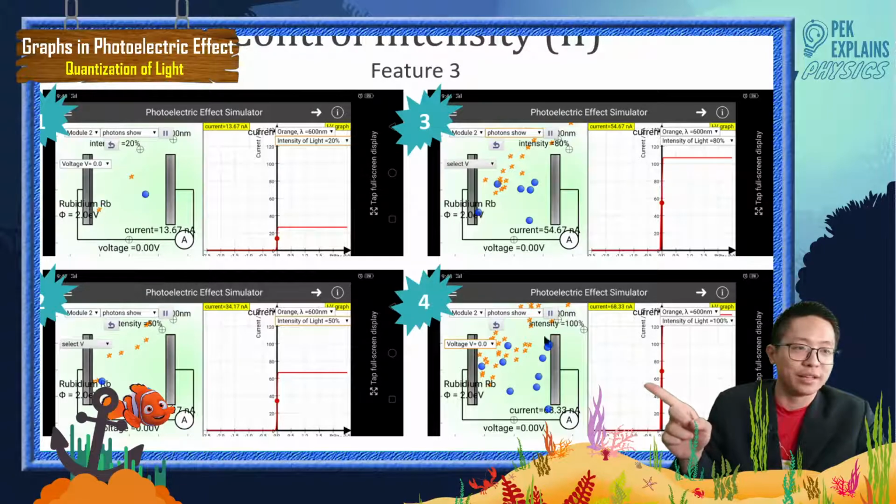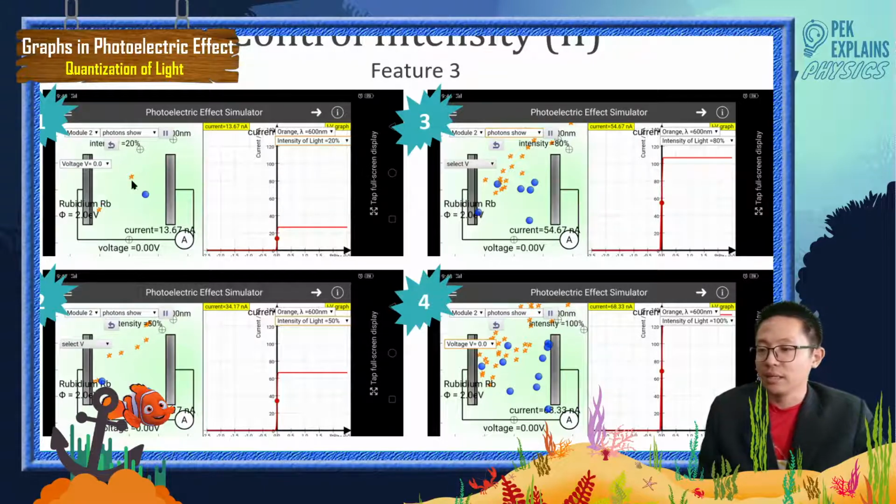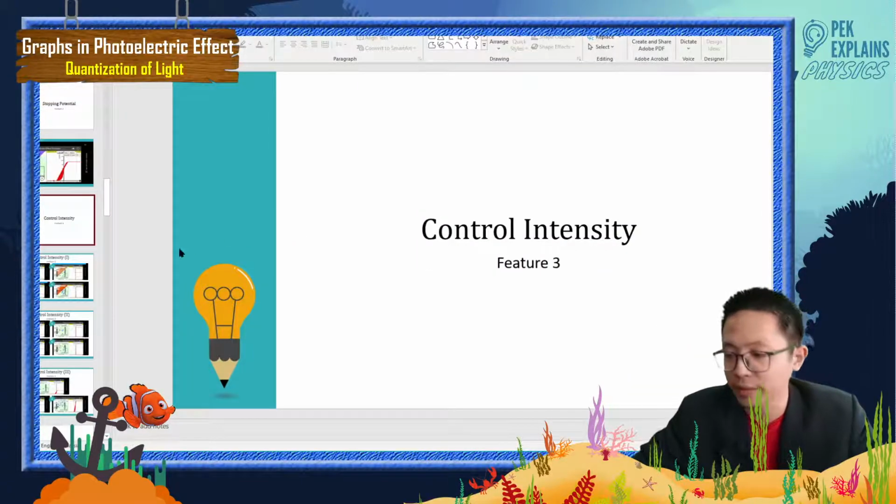So many photons. That one, less photons. The 100% intensity, even more photons. Wow, there are so many photons. For the 20% intensity, only have 2. For 100% intensity, how many photons do you have? You count by yourself. So many, just like snow. This is 100% intensity. So look again.